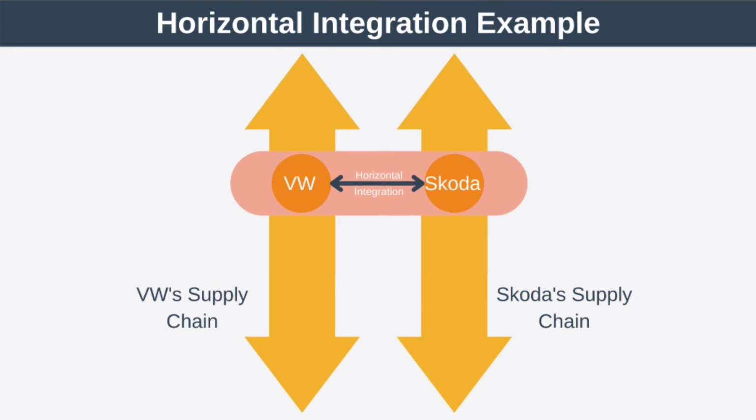So let's take a look at an example of horizontal integration. In this case, we'll look at Volkswagen's acquisition of Skoda. So as you can see in this diagram, Volkswagen here and Skoda over here both have their own supply chains, but they exist at the same level, and so they're able to horizontally integrate.